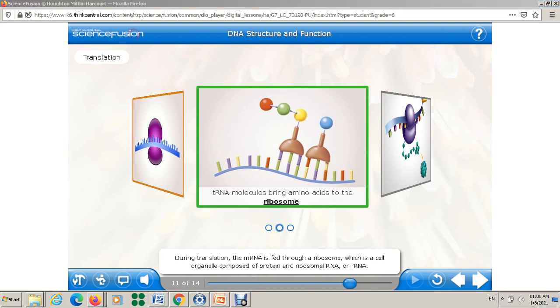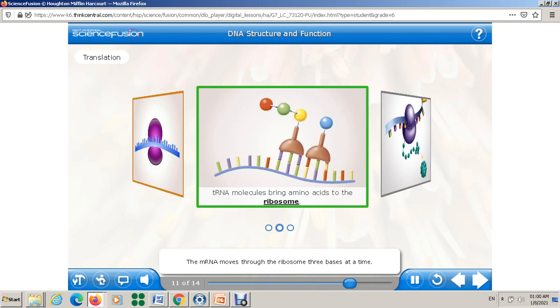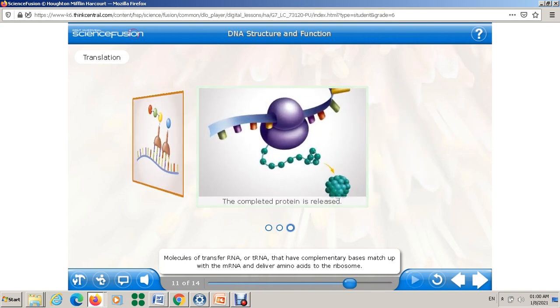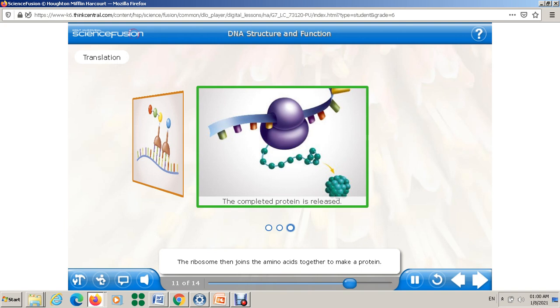Okay, look. The mRNA moves through the ribosome 3 bases at a time. Each group of 3 bases codes for a specific amino acid. Molecules of transfer RNA, or tRNA, that have complementary bases match up with the mRNA and deliver amino acids to the ribosome. Look at the end. The ribosome then joins the amino acids together to make a protein.